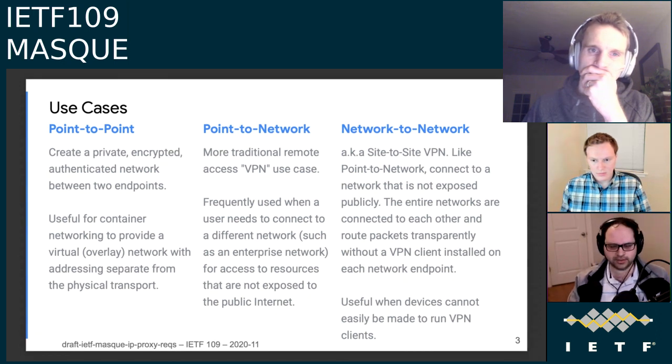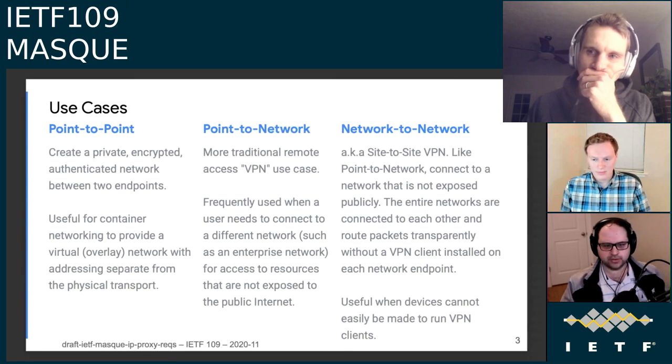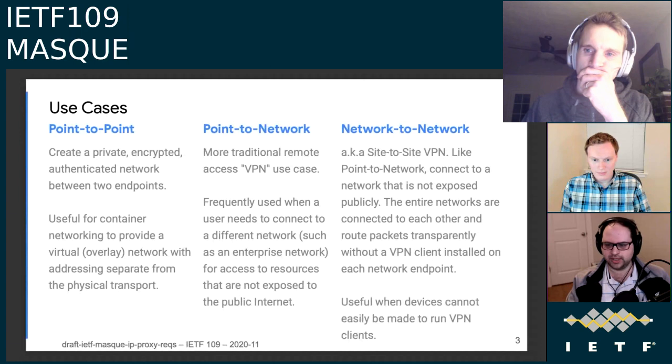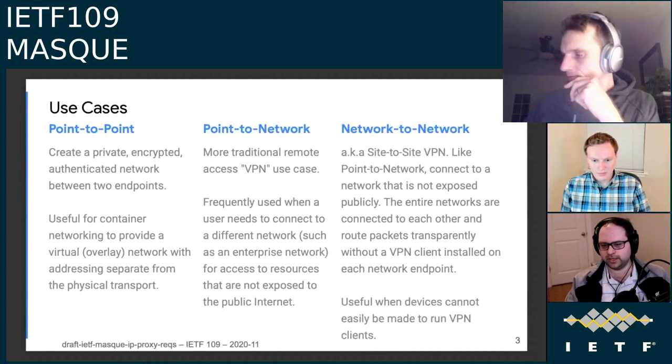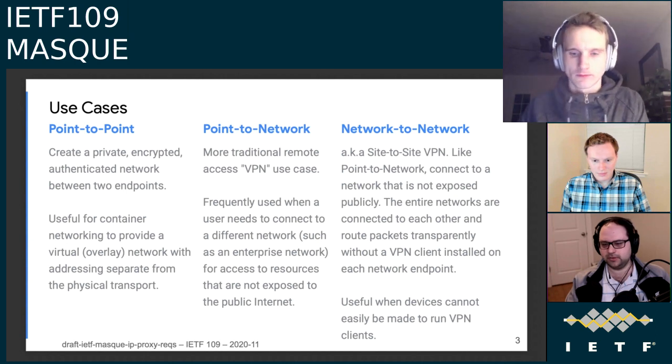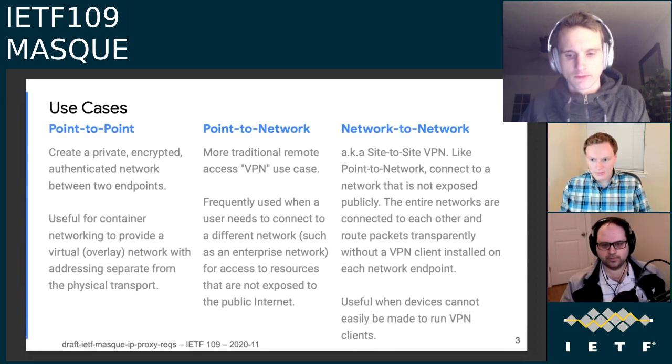And the last use case that we're interested in is the network-to-network use case, which is also called a site-to-site VPN. A lot of times, enterprises or small businesses will use this in order to connect all of their different branch offices together, for example. This is also interesting when you have devices that themselves cannot run VPN clients that you want to connect to a VPN. Next slide, please.